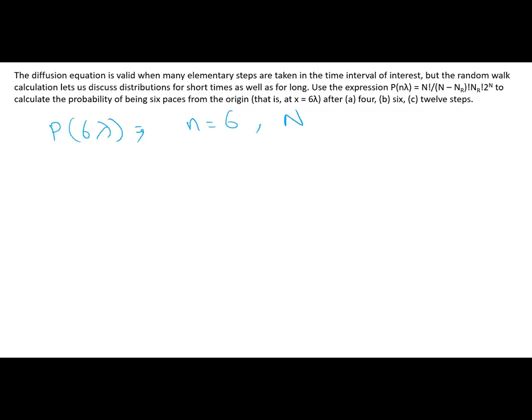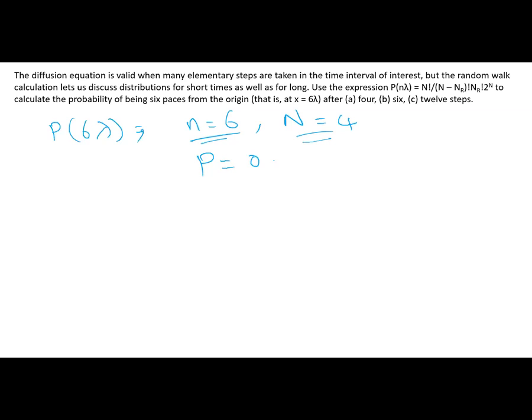For the first condition, where the probability is P(6λ), where n is equal to 6 and the total number of steps is equal to 4, the probability is going to be 0, because it's physically impossible to be 6 paces away from the origin when the molecule takes only 4 steps. So it doesn't make sense. The probability is absolutely 0. It's not going to happen.